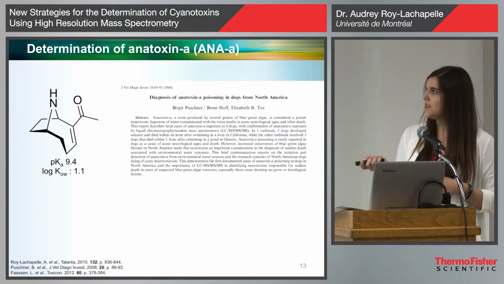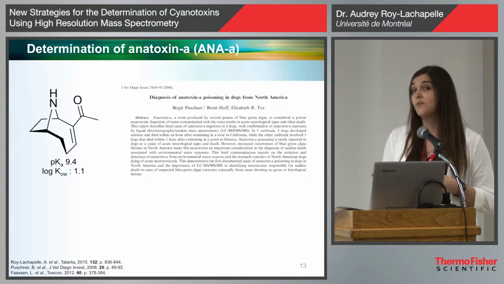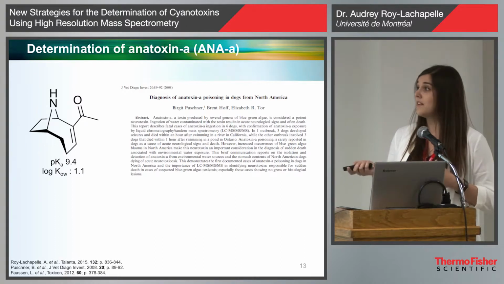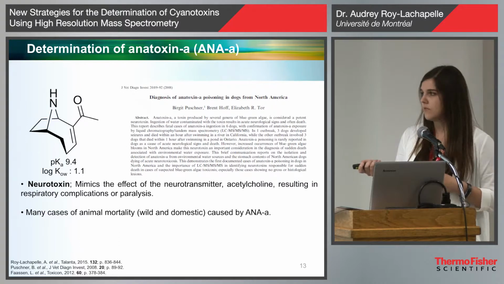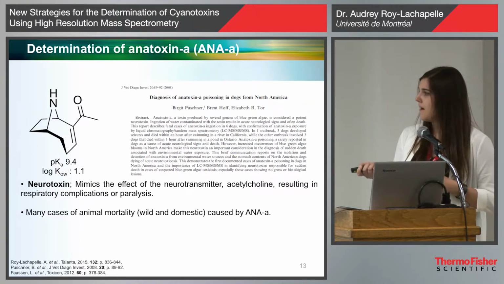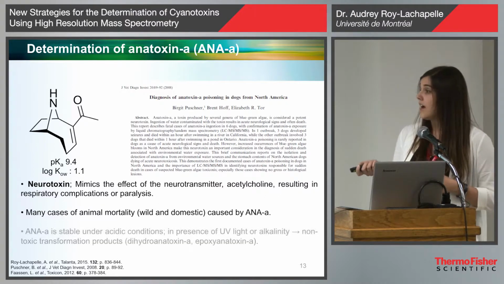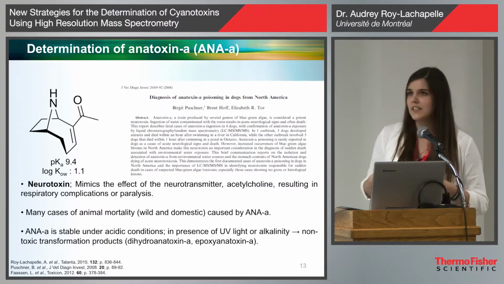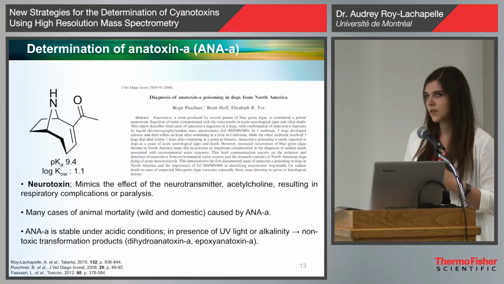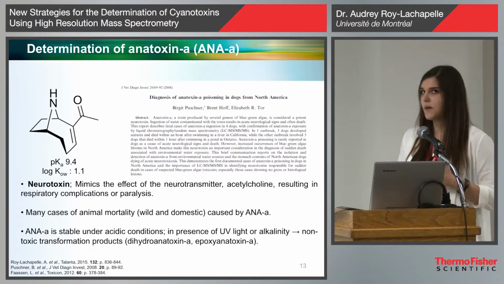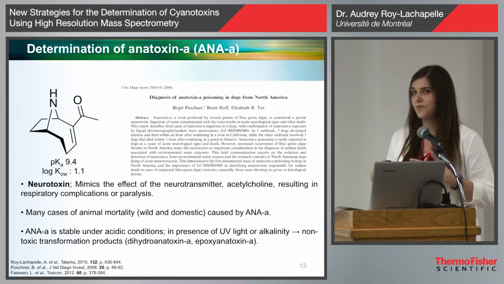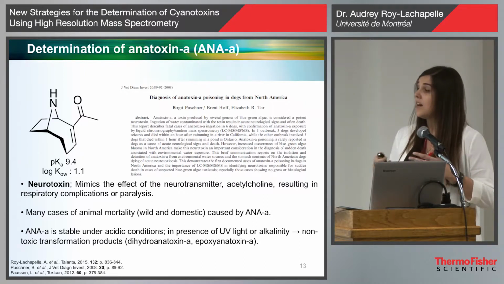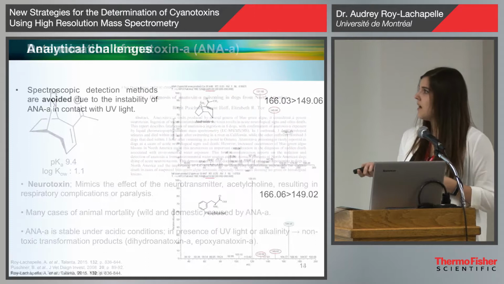Rapidly, I will show you the determination of Anatoxin-A with a really fast detection method. Anatoxin-A is a neurotoxin that has been associated with animal mortality. The toxin isn't really stable under natural conditions, but when it's leached from the cyanobacteria, it can still be lethal.